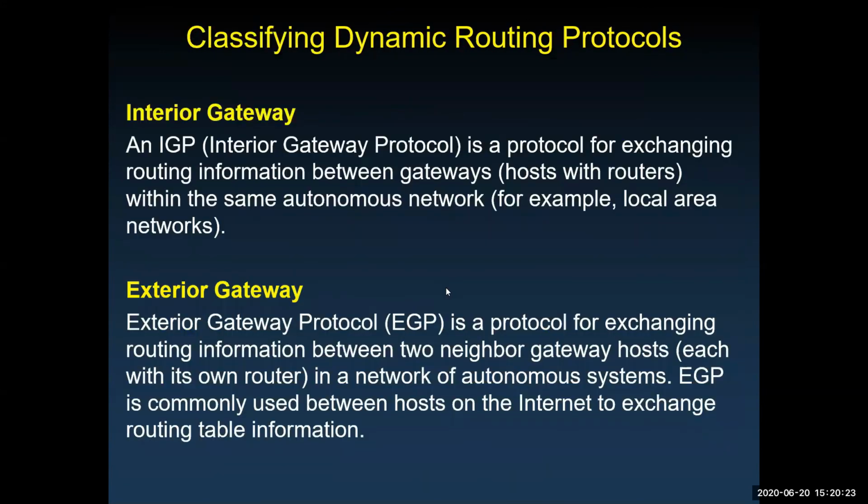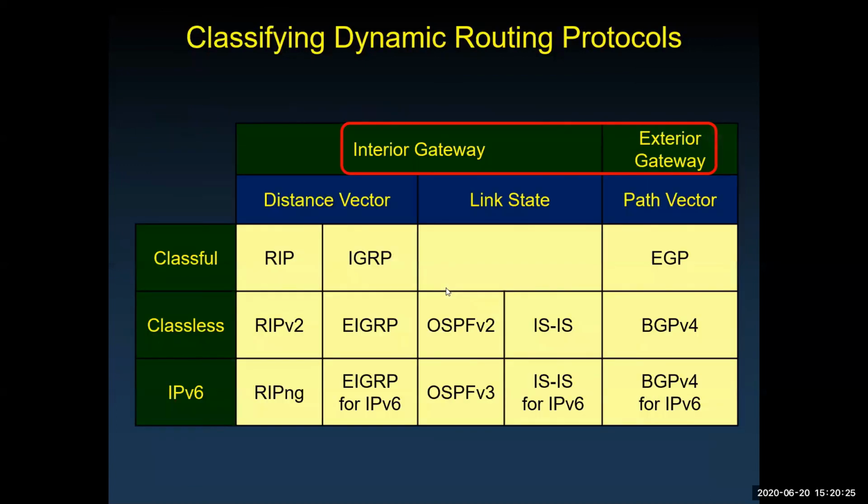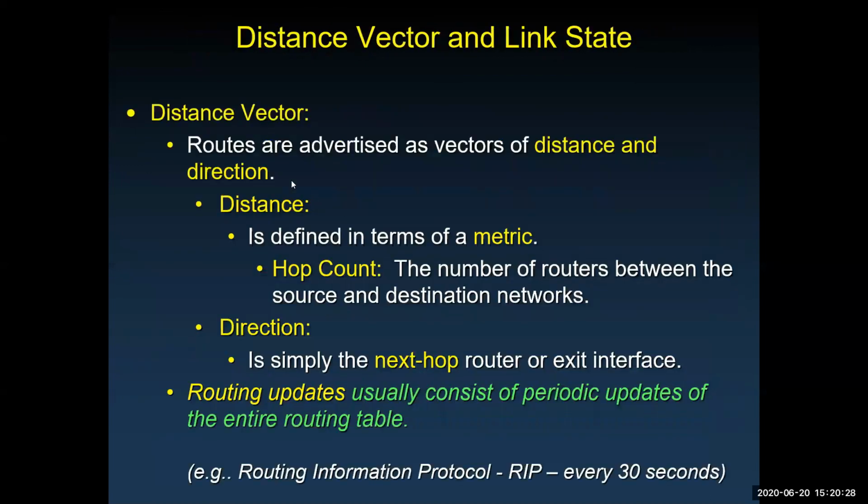Let's go to that first. We need to identify this distance vector. So when you say distance vector, routes are advertised as vectors. When you say vector, it's a distance and direction. So there's how far it is, okay? And then where do you go? Whether you go to interface 01 or 00, no? So distance is defined in terms of a metric.